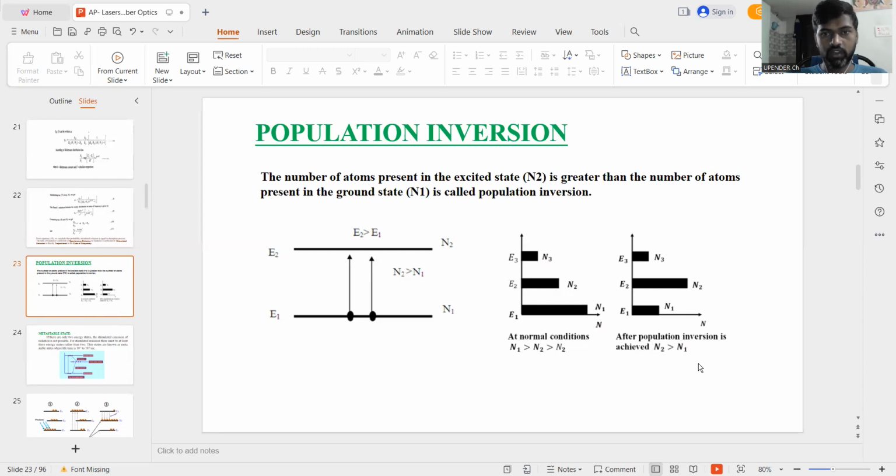This population inversion condition is required for more and more stimulated emission. To trigger the stimulated emission process, we need population inversion: the number of atoms in the excited state should be greater than the number of atoms in the ground state. That condition has to be satisfied to get stimulated emission, and to make it dominate over the spontaneous emission process, we need population inversion.